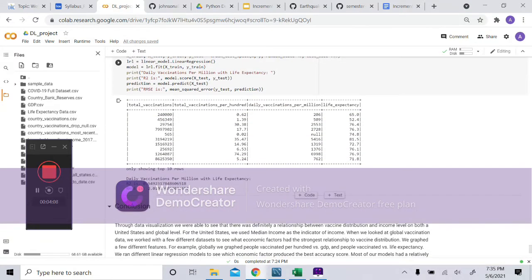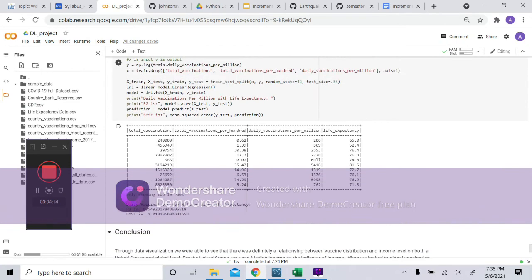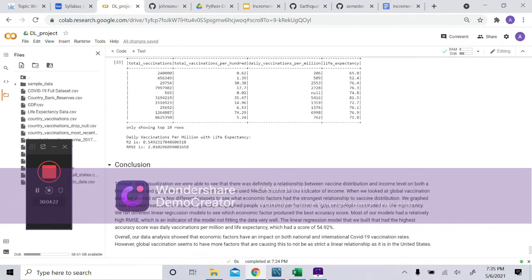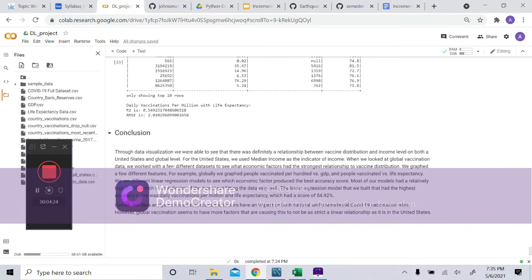And then this was by far the highest accuracy score for this one. It was about 55%, and this was with daily vaccinations per million and life expectancy. And that graph did have a pretty clear relationship. So that makes sense that it had the highest one.